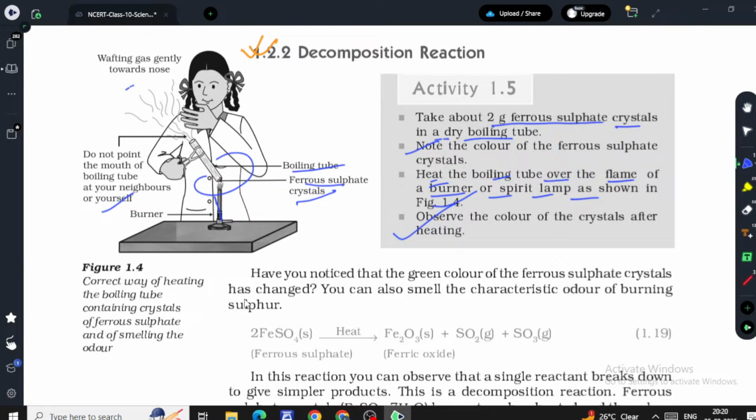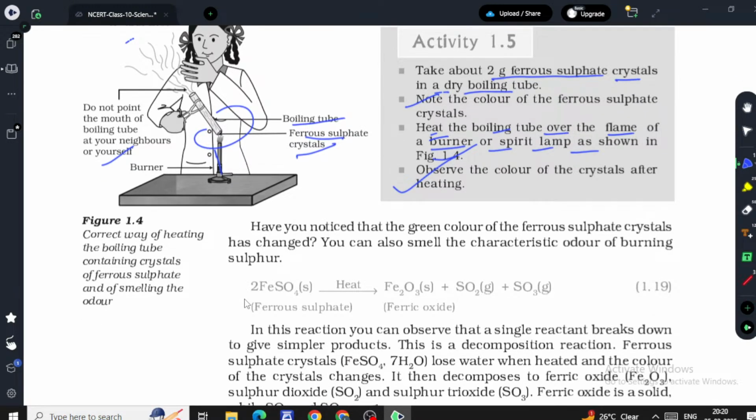Have you noticed the green color of the ferrous sulfate crystals has changed? This is green in color at normal home temperature. You can also smell the characteristic odor of burning sulfur. FeSO4, ferrous sulfate, along with heat, converts into Fe2O3, ferric oxide, plus sulfur dioxide plus sulfur trioxide.